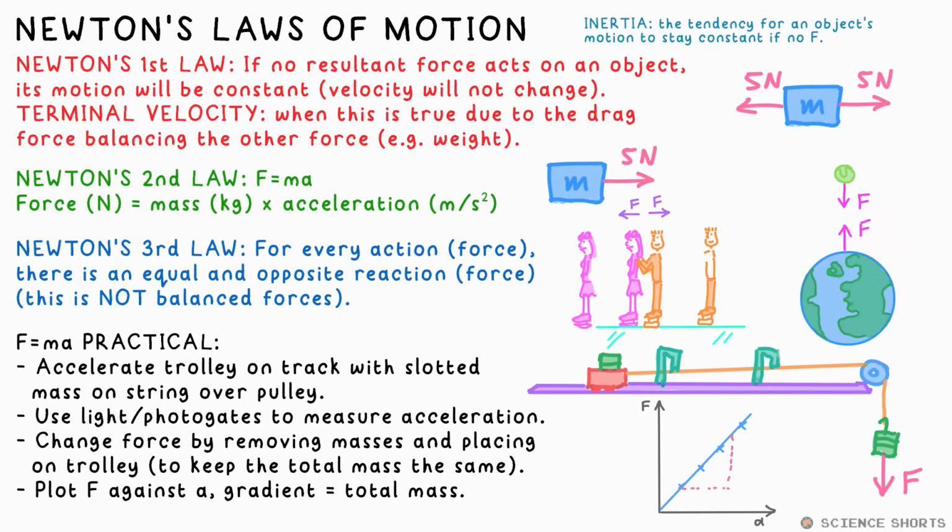Another example, if we have two ice skaters, if the guy skater pushes on the girl skater, there's an equal and opposite reaction force pushing back on him too. That's why they both move away from where they were.